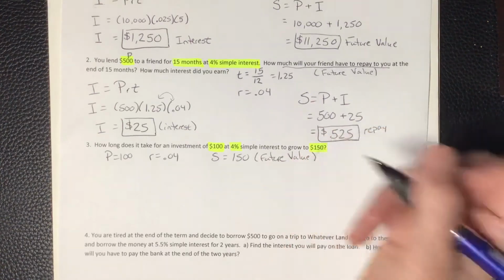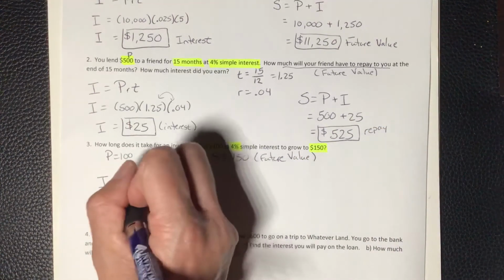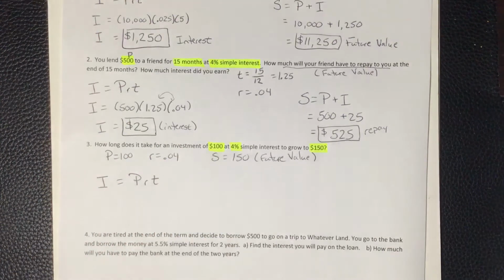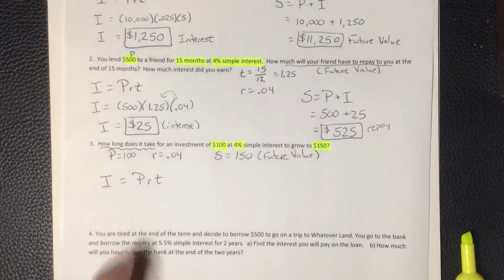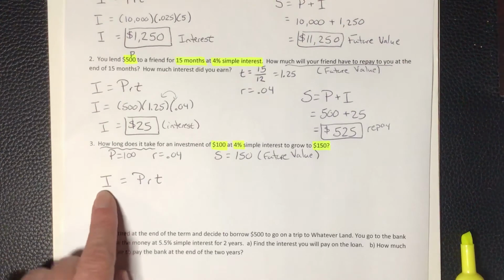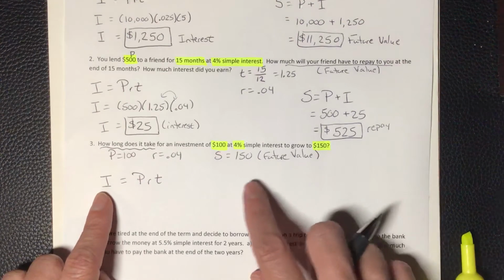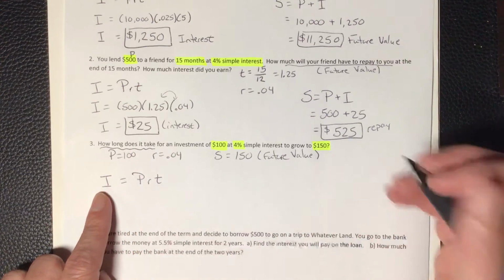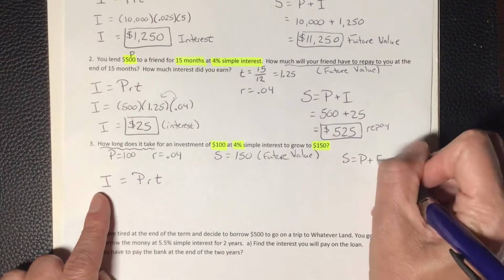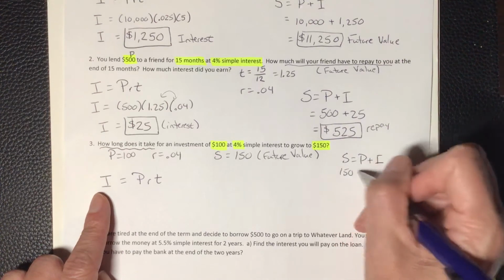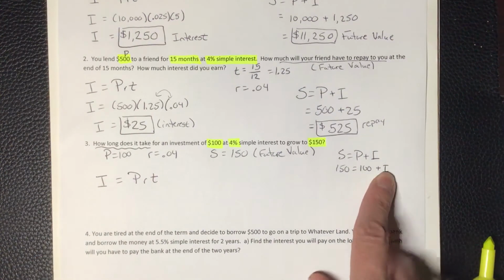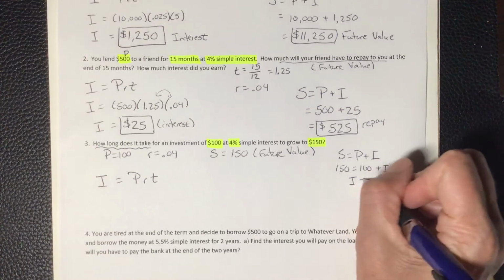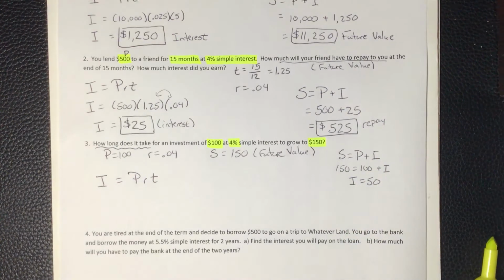So if I want to use my formula that I've been using, I equals PRT, in this case I'm trying to find time because it asks how long does it take. I have P and I have R, but I don't have I. So if we think about our formula that we had, S equals P plus I, we know the future value is 150 and we know the principal is 100. So it's pretty easy to look at that and say, to make that true, my I has to be 50. So I know if it went from 100 to 150 that I got $50 in interest. So I'm going to put the 50 here.